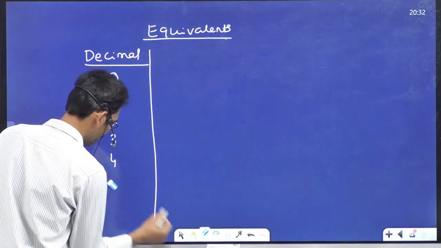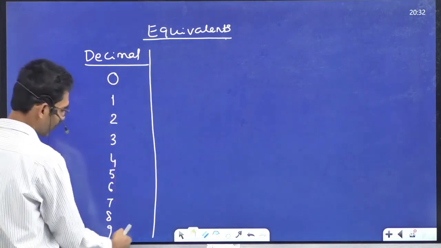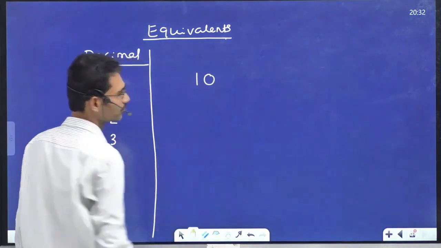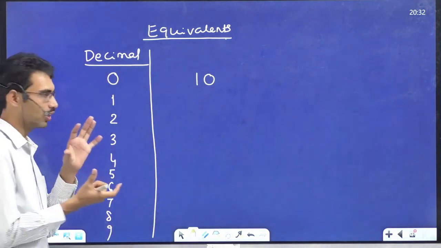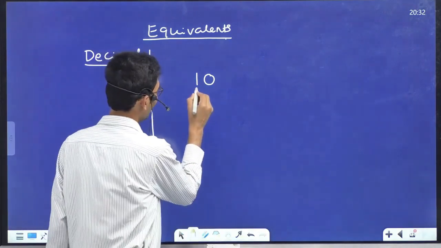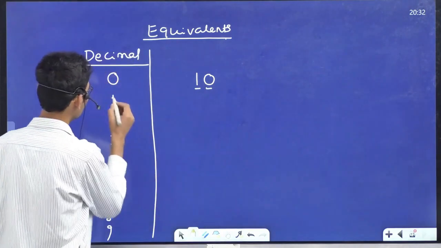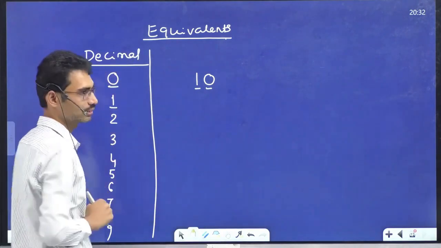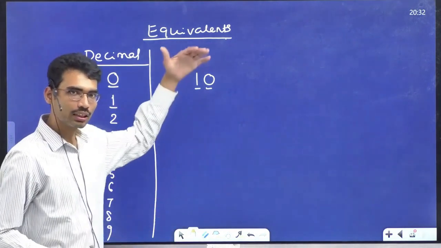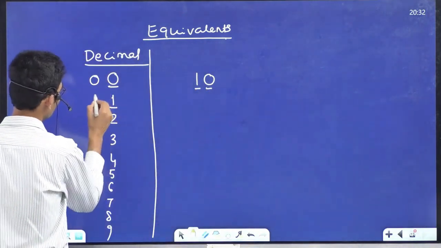Here I am simply representing, if I want the next number after 9, how do I represent it? 10. But in fact, if you observe this purely in terms of two digits, you are identifying 1 and 0. 1 is a separate digit, 0 is a separate digit. In the first circumstance, you are writing 0, 1. I can write it like this also.